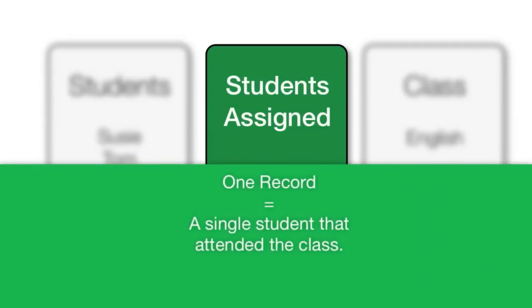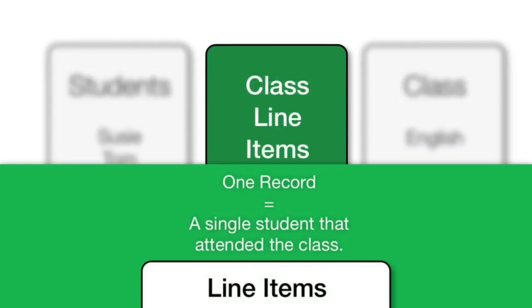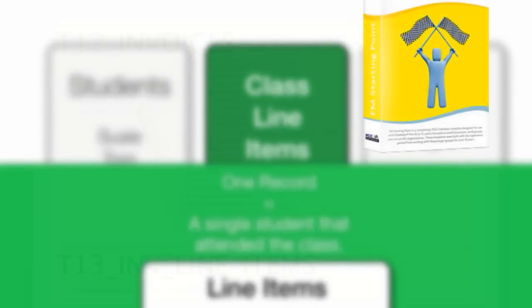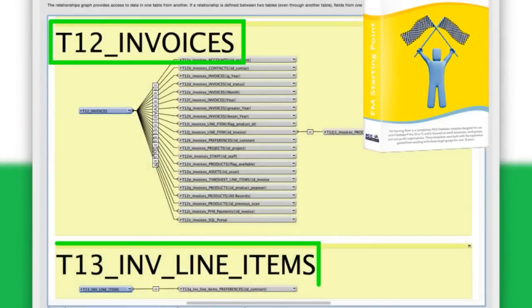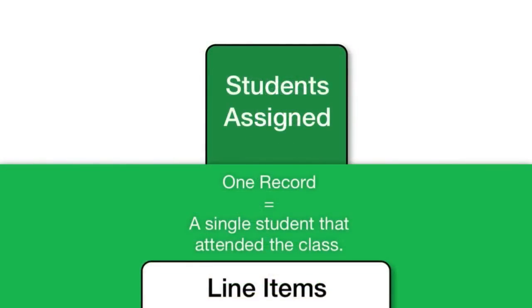Now in FileMaker, you'll sometimes see these referred to as line items. You could call it the class line items. That's another way of calling it. It makes no technical difference, but if you're playing with FM Starting Point, for example, you'll see invoices and invoice line items. Well, class line items or students assigned to a class, that's basically what we're talking about.